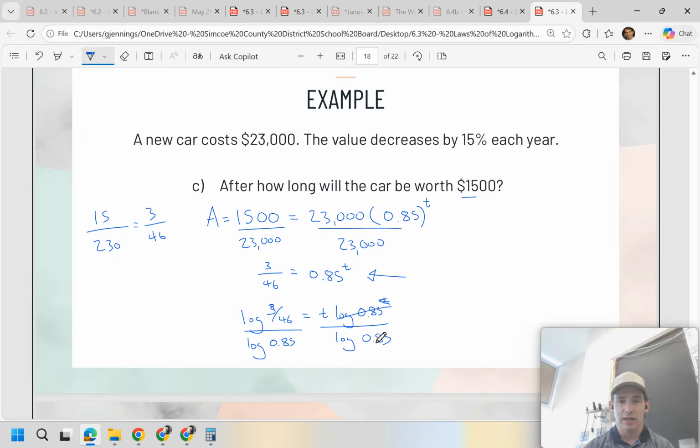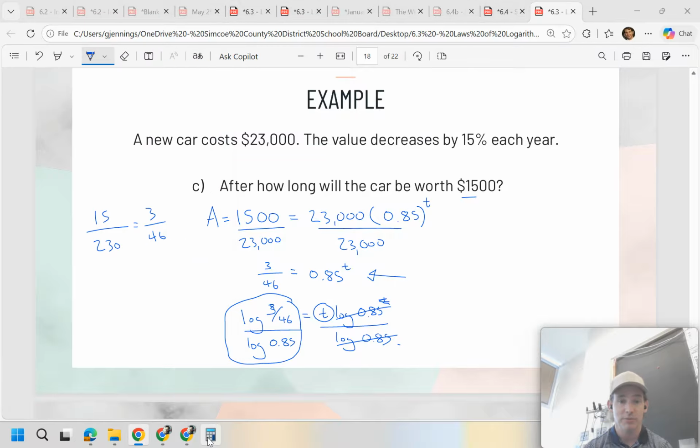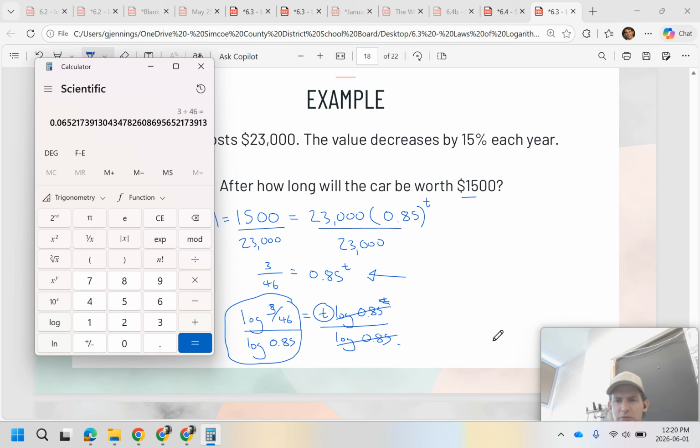And then these have canceled, so that is the value of t. It's log 3 on 46 divided by log 0.85. So how would you punch that? First I'd do 3 divided by 46. That's my fraction. It's that nasty, untidy decimal, which you should never write down. Okay, and then we're going to do the log of that. And then we're going to divide that by the log of 0.85. And that gives us 16.8.